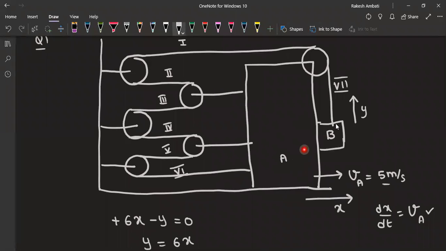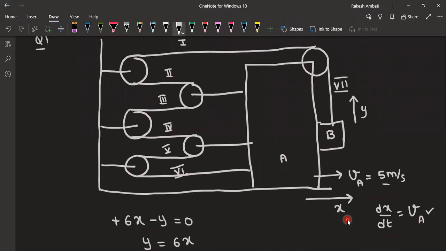The block B is always in contact with the wedge. So if the wedge is moving, it will also move with the same velocity, because they are in contact.